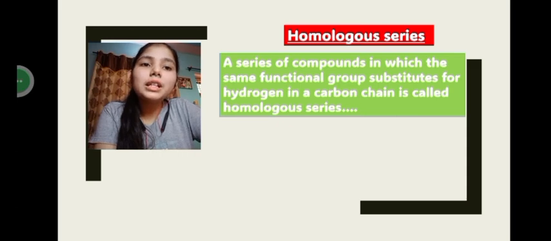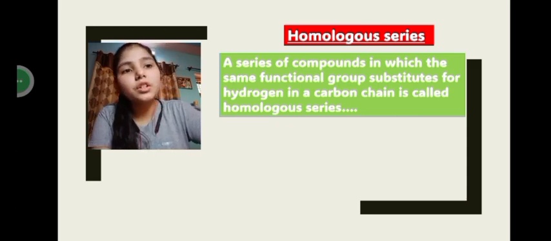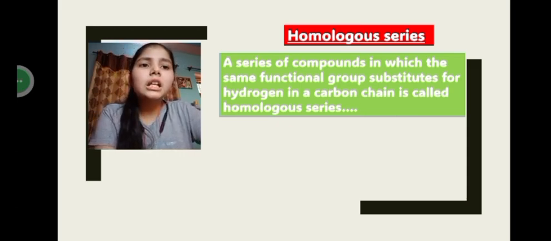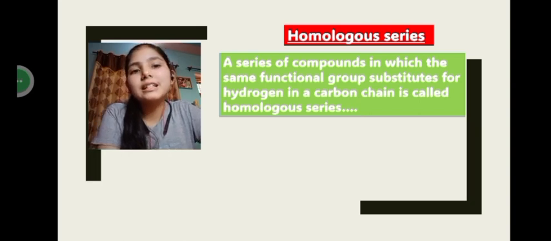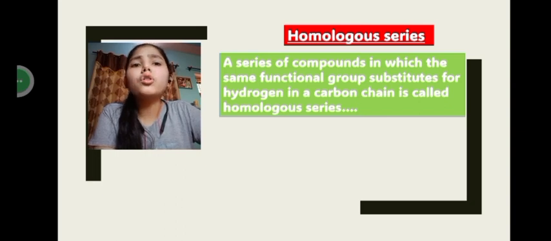So, what is a homologous series? A series of compounds in which the same functional group substitutes for hydrogen in a carbon chain is called a homologous series. Before discussing that, we have to discuss one more topic, which is called a functional group. What does functional group mean here?